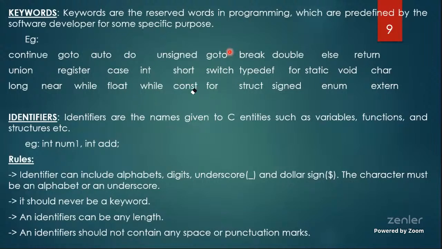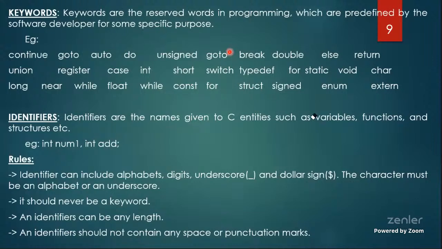Okay, so const means constant. Then for means the for loop. Don't worry if you're not understanding, we are still in the learning procedure. Don't quit the session, please continue with the session. While, do, all these we consider as keywords. Now the next one, identifiers.